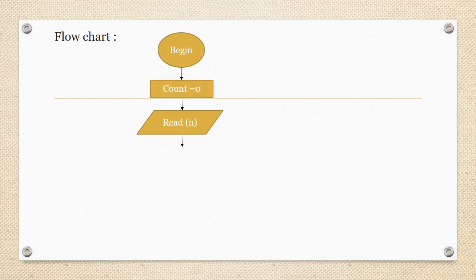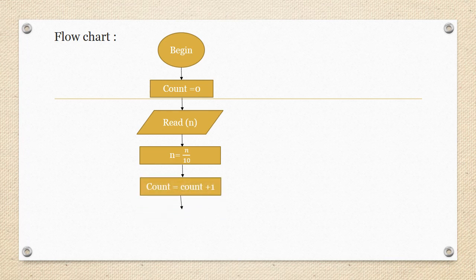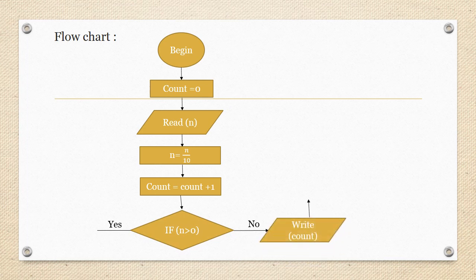Here's the flowchart. Begin, count equals 0, or we put the value of 0 inside count. We read the number. We divide the number by 10 and put it back into n. We add 1 to count and put it inside count. And here is our condition for controlling the repetition rate of the loop. Here's the no part, and here's the yes part. And this is the operation that keeps repeating again and again till our condition becomes false. Then here's the no part, which is printing the count and ending our algorithm.